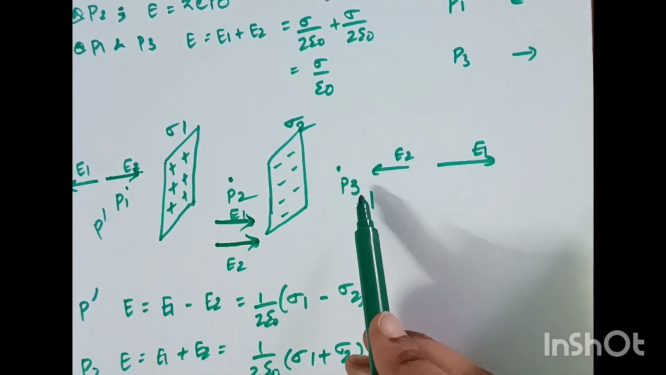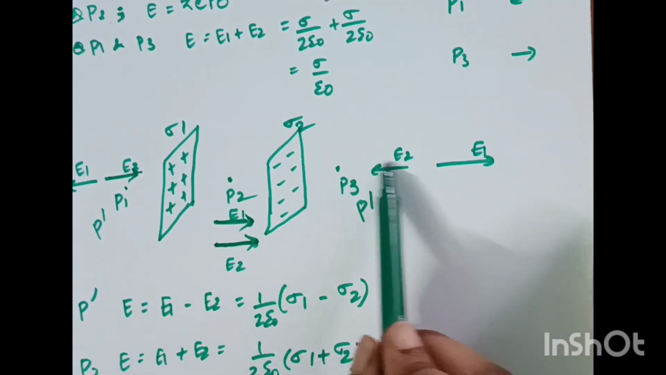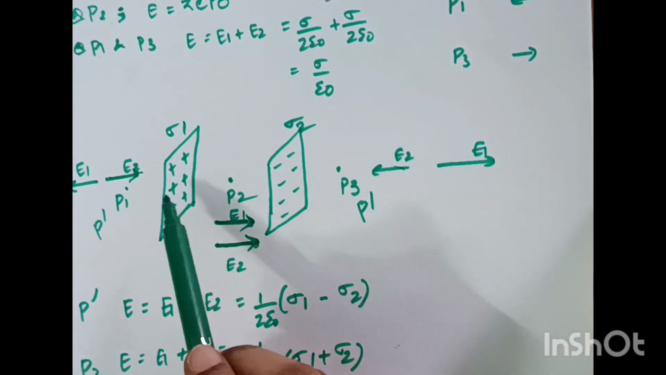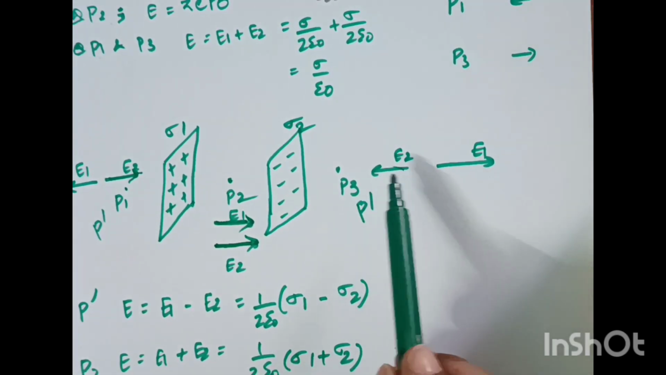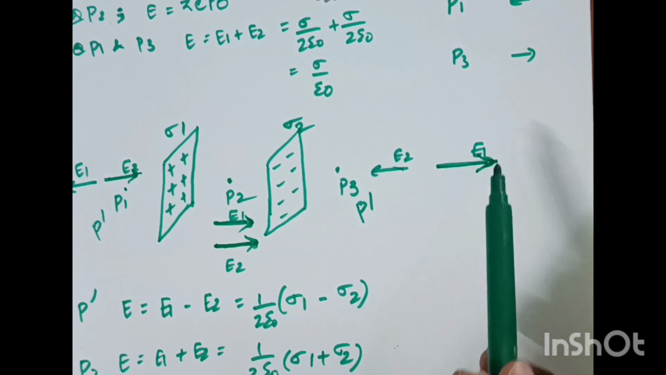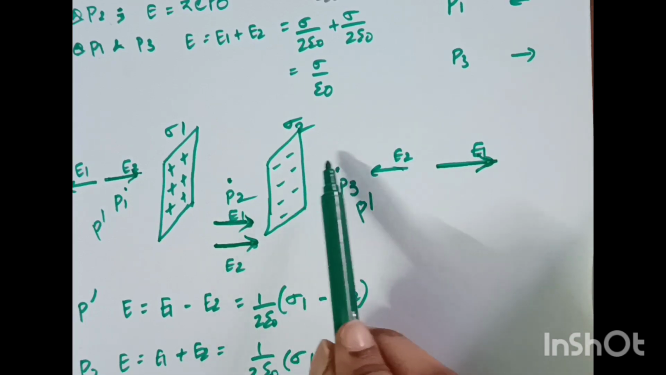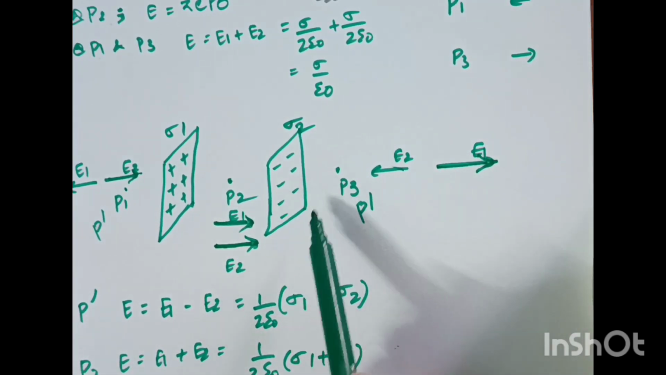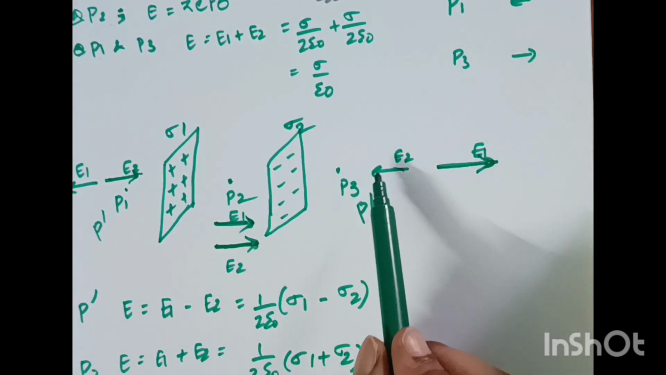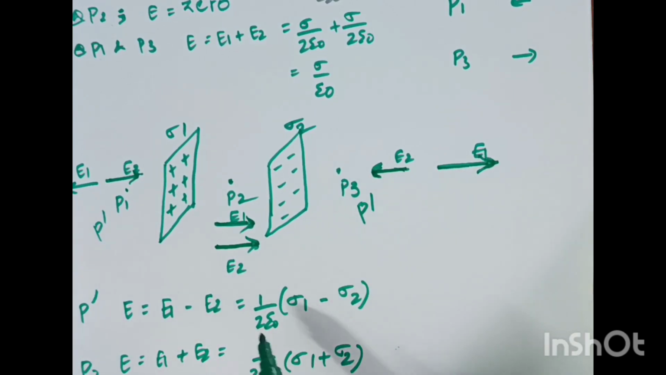What about this point P3? This point P3 is located on the right side of both sheets 1 and 2. So E1 is because of positive charges, and that will be directed away from the positive charges. These are the positive charges, so it is directed away from them, that is towards the right side. E2, what is the direction of E2? That is because of the negative charges. This point is located towards the right side of plane sheet 2. So these negative charges will have the electric field towards them. So E2 will be directed towards the negative charges, so it is towards the left side.